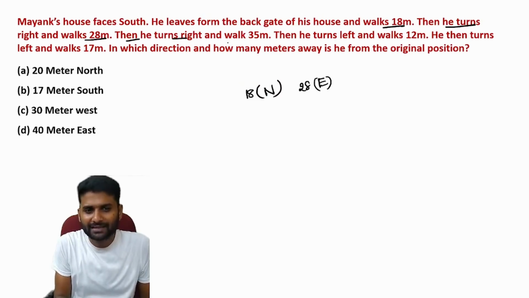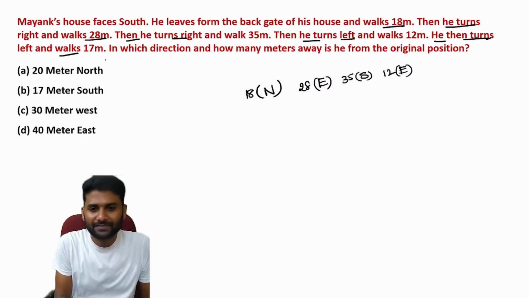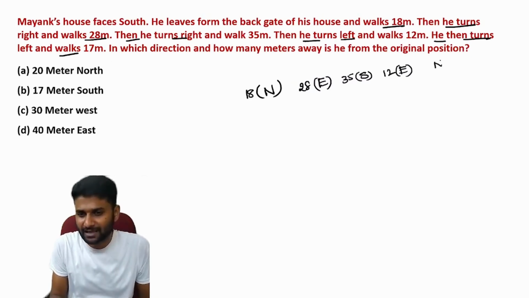Then again he turns right side of east, which is south, and covers 35 meters. And he turns left side. Left side of south is again east, and covers 12 meters. He then turns left side. Left side of east is again north and covers 17 meters.